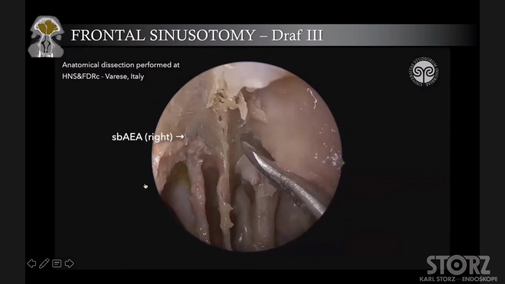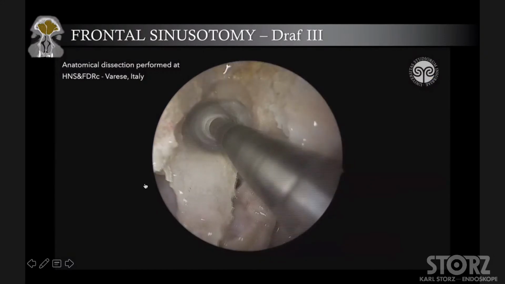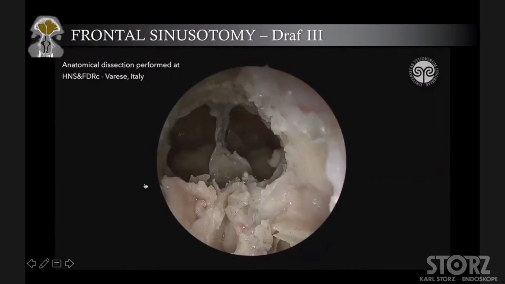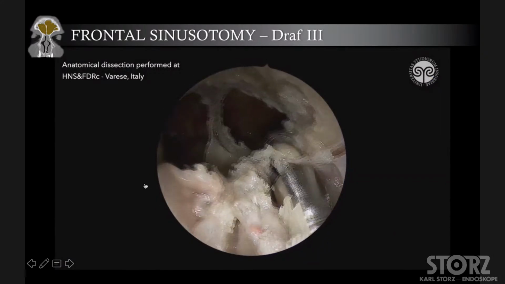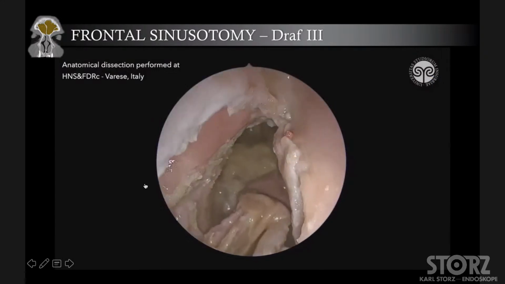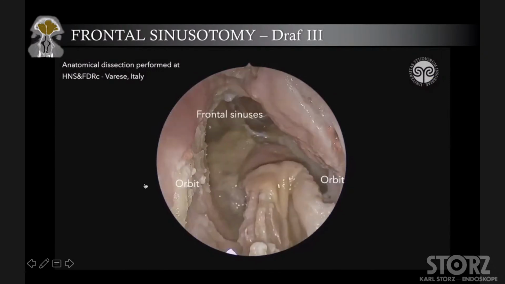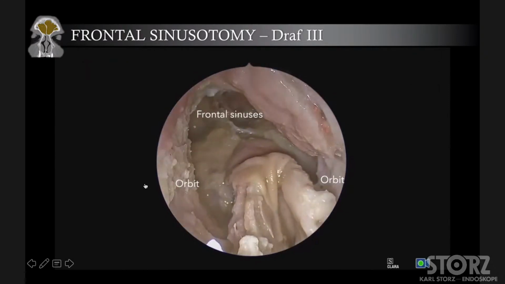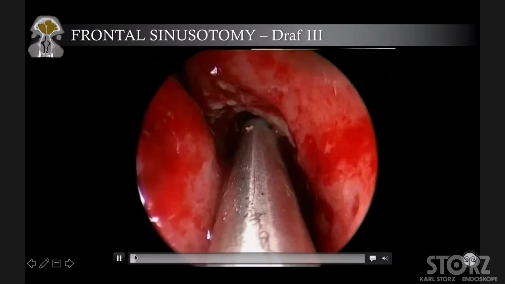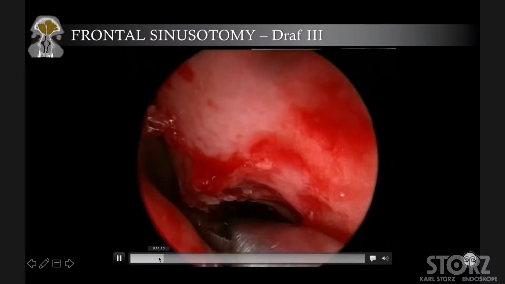This is an anatomical dissection. We are drilling at this level. We are drilling in order to approach the frontal sinus. You see, it is also called the frontal median drainage. After that, we join the frontal median drainage with the two drainages, laterally right and left, and this is the orbit, and the frontal sinus. This is another case in live surgery where we have performed Draf type 3.